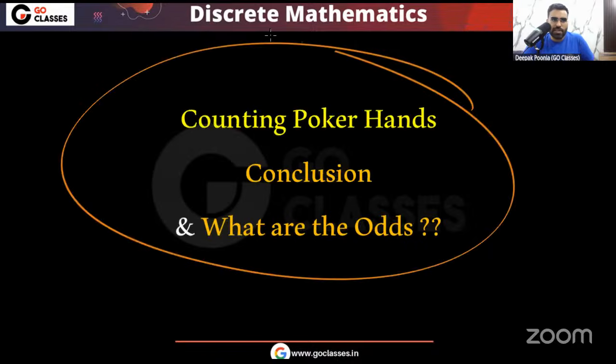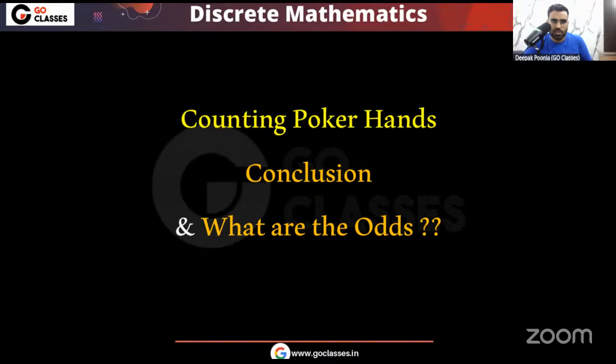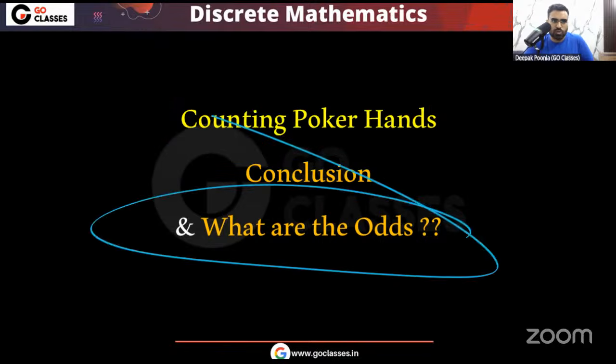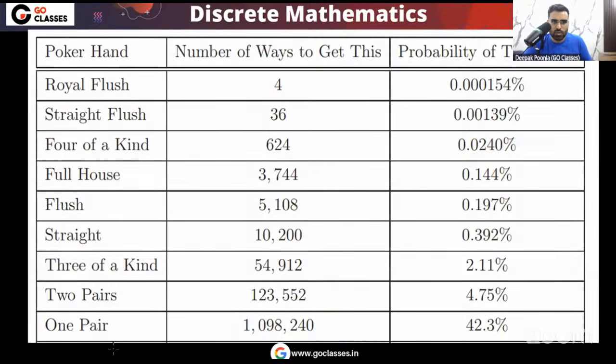Now let's see the complete conclusion and what the odds are. You can see we have counted the different types of poker hands. So let's see the conclusion and the odds of the different types of poker hands. You can see this table, you can check it out. We have counted the number of royal flushes, and the total number is 4. The probability of getting a royal flush is actually very less, so you can see this has the most worth, the most important, I can say.